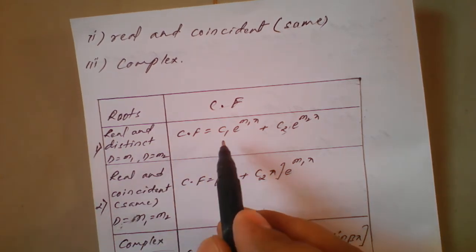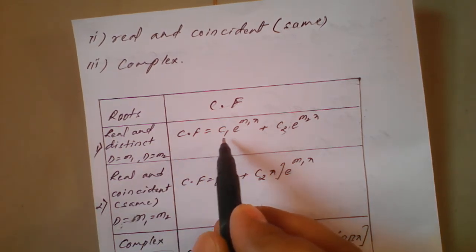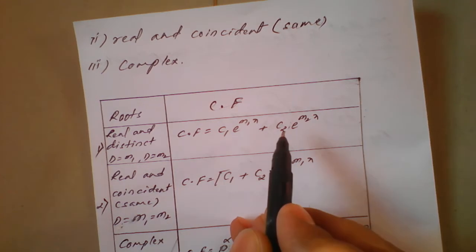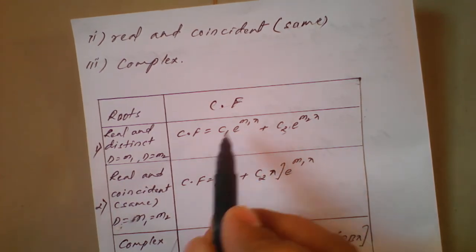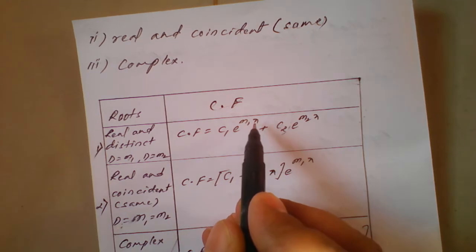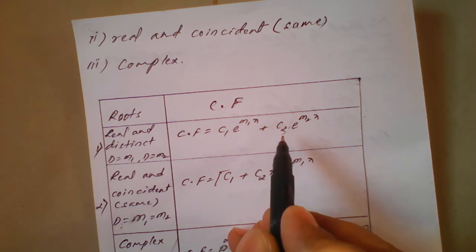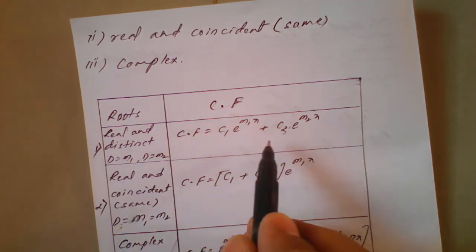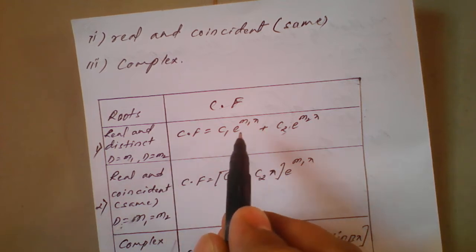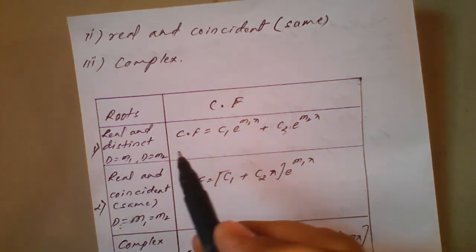How to write the CF for this? Since there are two roots, C1 and C2 will come, and we take the addition. It will be C1 into e raised to the first root into x. Why x? Because we are differentiating with respect to x. Plus C2 into e raised to m2 x. So this is the complementary function for real and distinct roots.